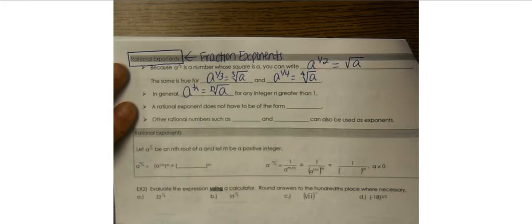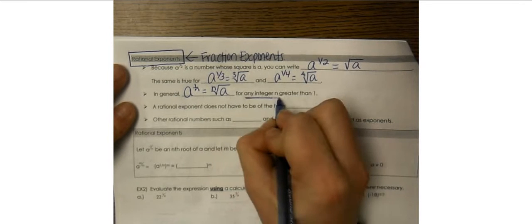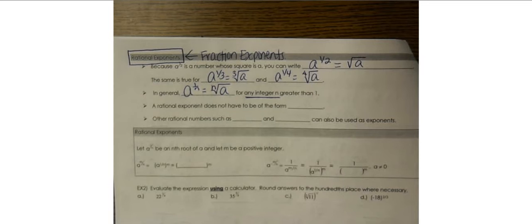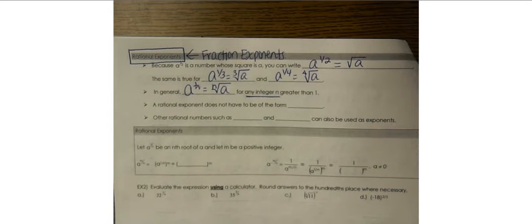So in general, if you have a to the 1/nth power, this equals the nth root of a. And that is true for any integer n, any integer that you're talking about. So you're going to have a number on the bottom that will be a positive number, as long as it's greater than 1. Any integer greater than 1.